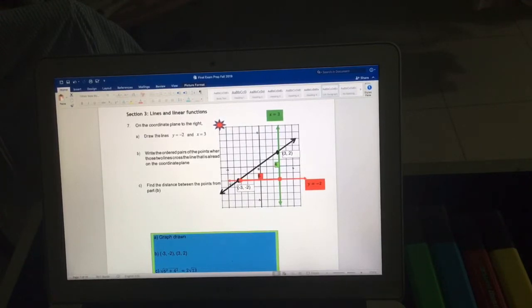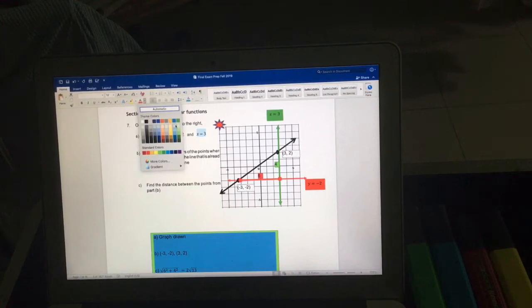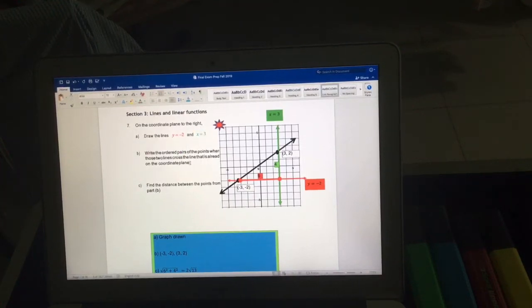So in this section, first, question number 7: draw the line y equal to minus 2. You can see this is the red color line, y equal to minus 2, and then this is the line x equal to 3. Let's make this the same color. Let's do it color coded so that you can understand it better.